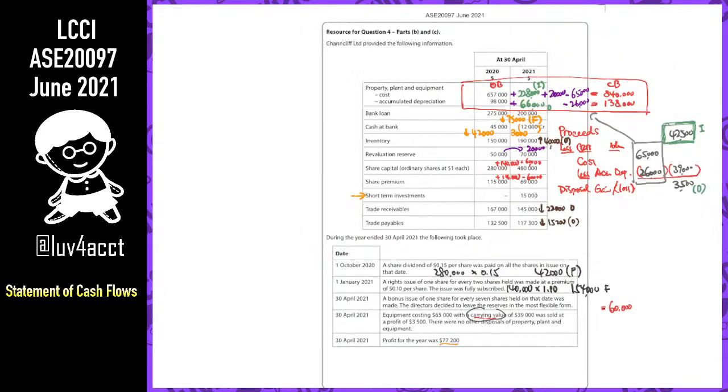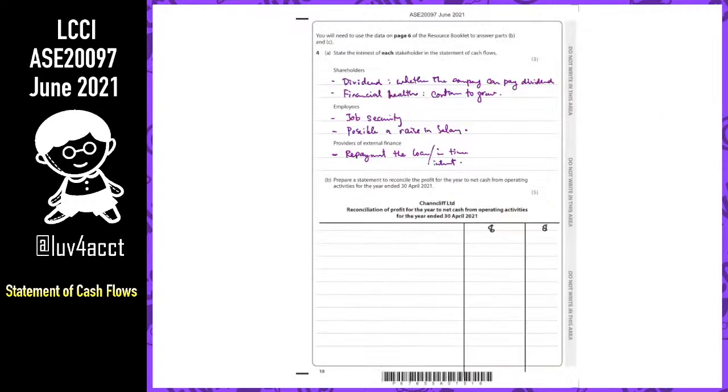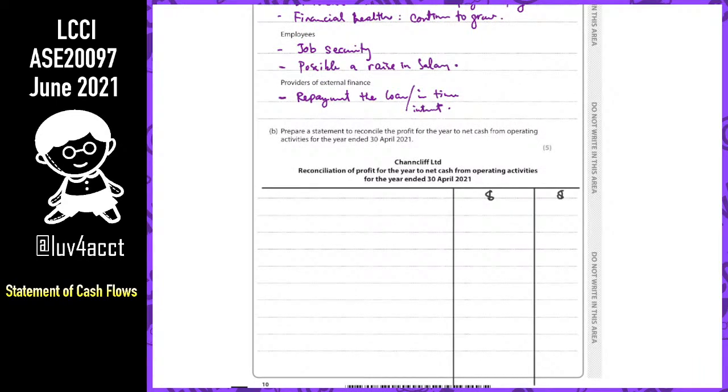Okay, so we have finished finding all the items. Let us go on and put the items there. First item, we will have the net profit for the year 77200. And then adjustment for non-cash item, that is, you have depreciation. Depreciation is added to it because it is a non-cash expense deducted from net profit, so the adjustment you need is to add back.